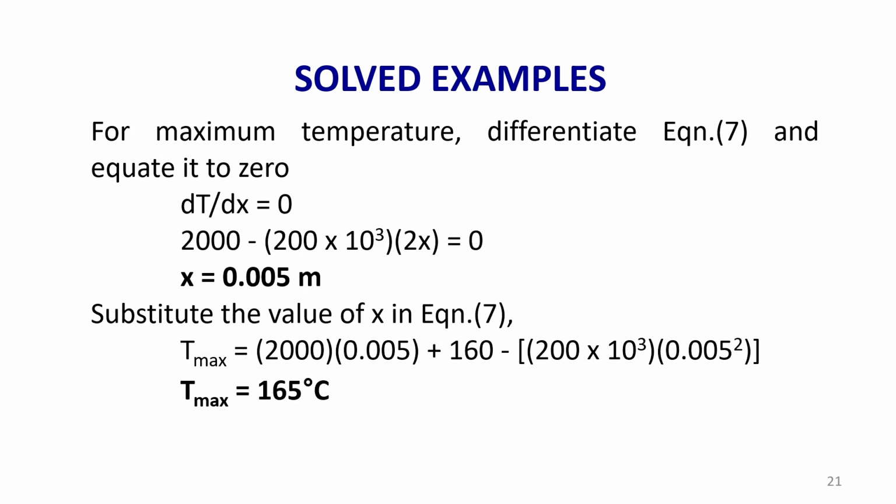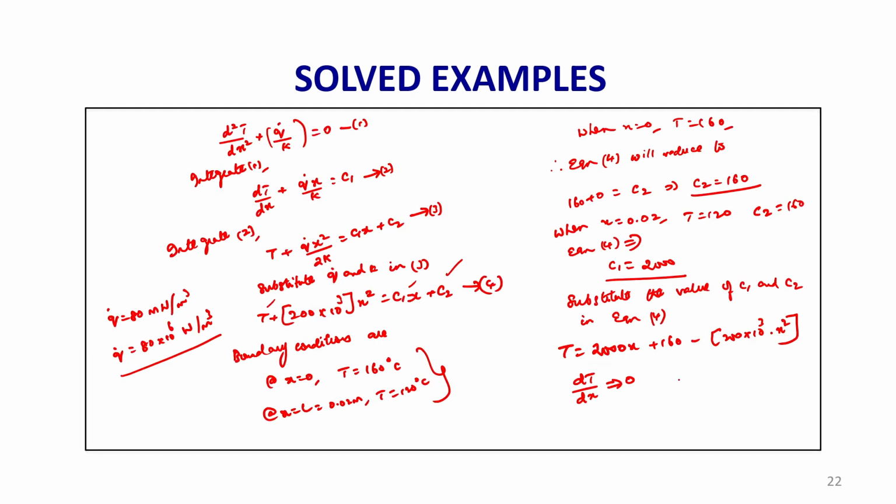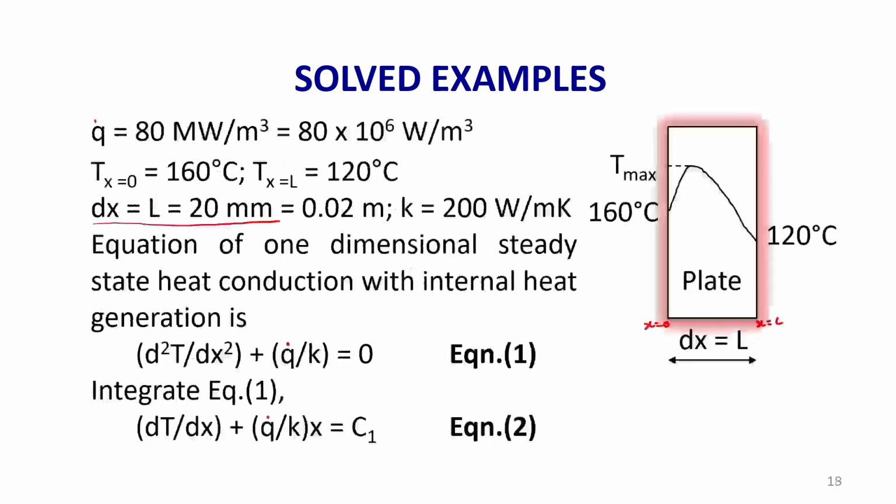So, once you do this, we get x is equal to 0.005 meter, okay, that is 5 millimeter. So, the value of x is equal to 0.005 meter, or 5 millimeter, and T max is 165 degree centigrade. So, here if you see the diagram, T max is above this point, so obviously, it should be greater than 160. Okay. So, that completes the problem.